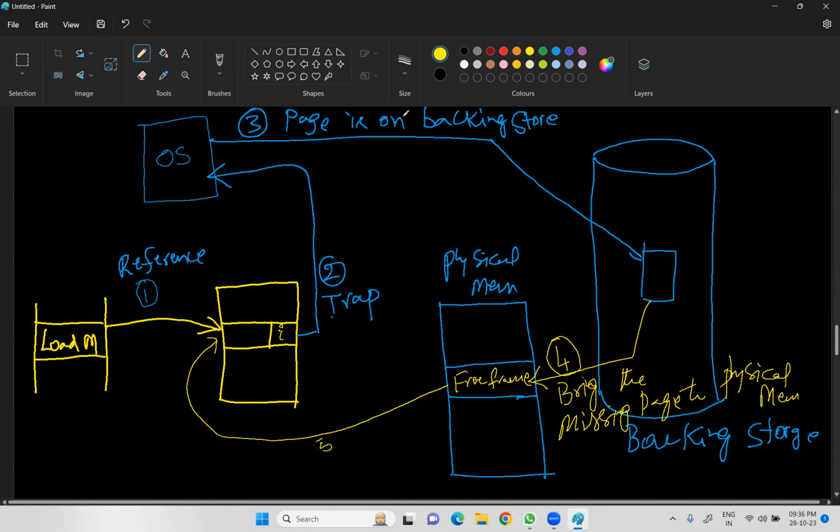After that, what it is going to do is adjust, this is the fifth one: reset the page table. Reset the page table. After that, restart our process. Sixth one. Okay, restart the instruction.